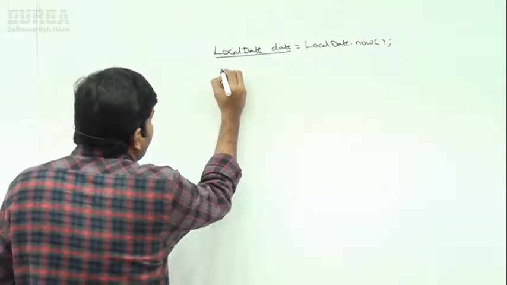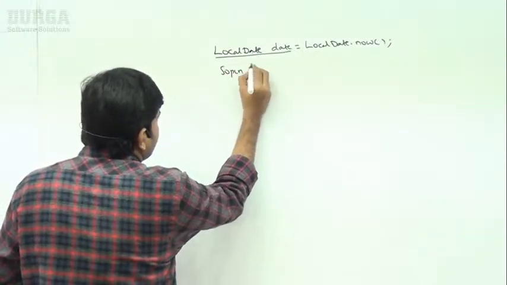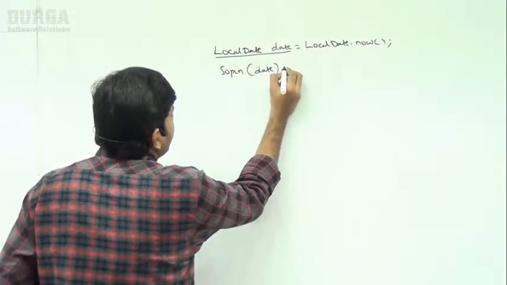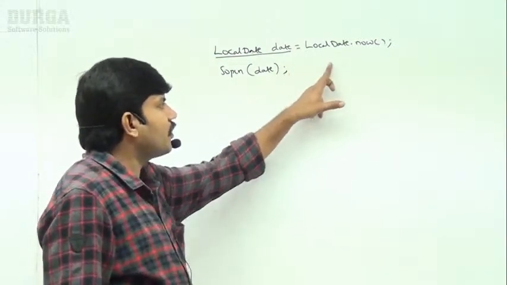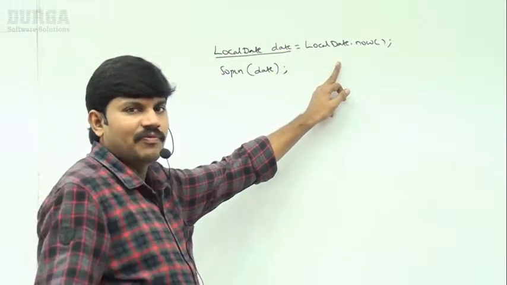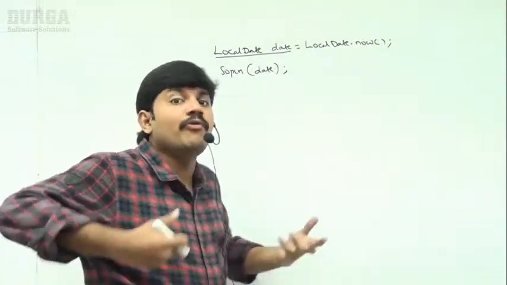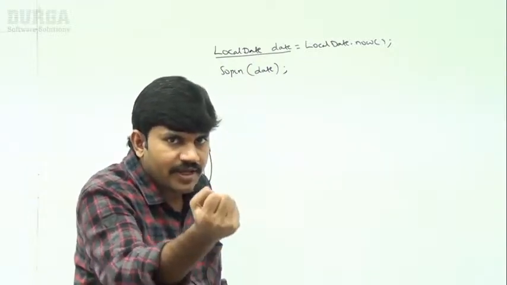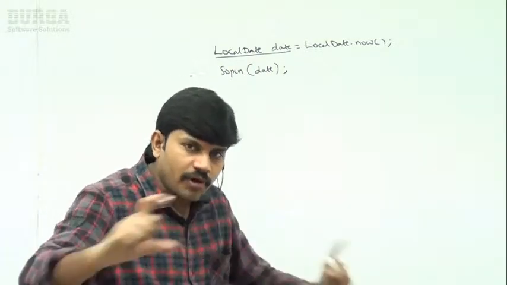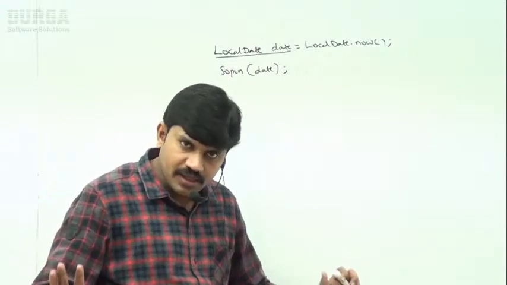Sir, now observe. Let me print System.out.println(date). It is going to print the date value in the default format. I don't want that default format; I want my own format. Then individually collect the day value, month value, and year value. Then you can format based on your requirement. Clear for all of you, right?